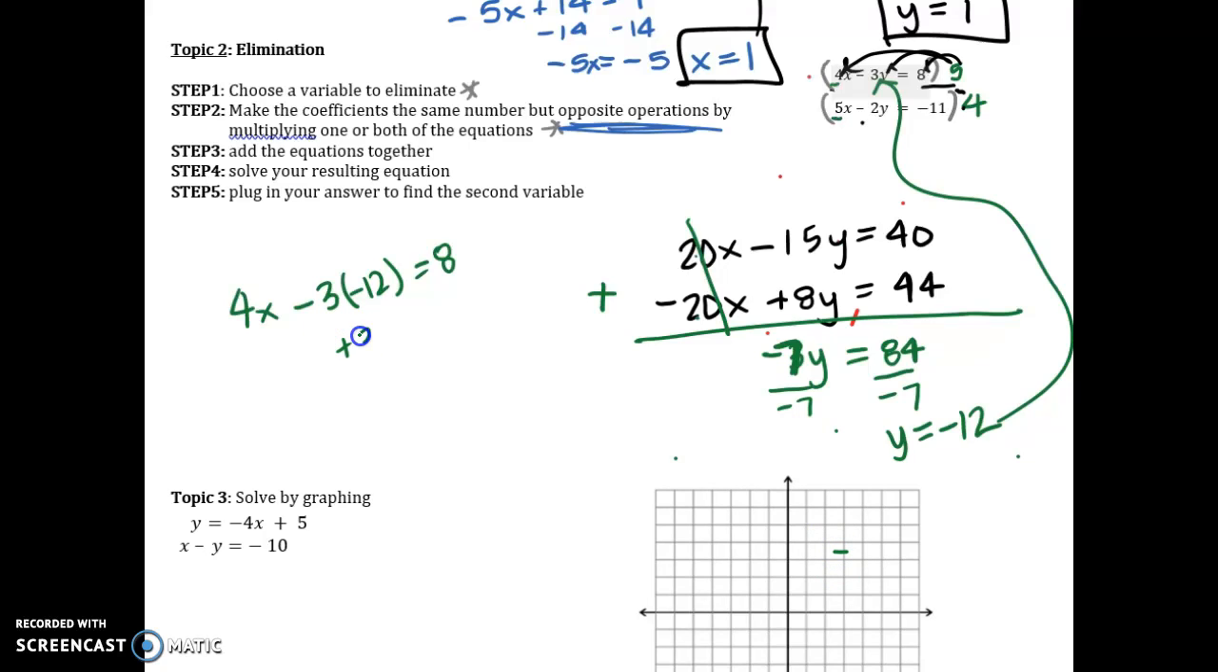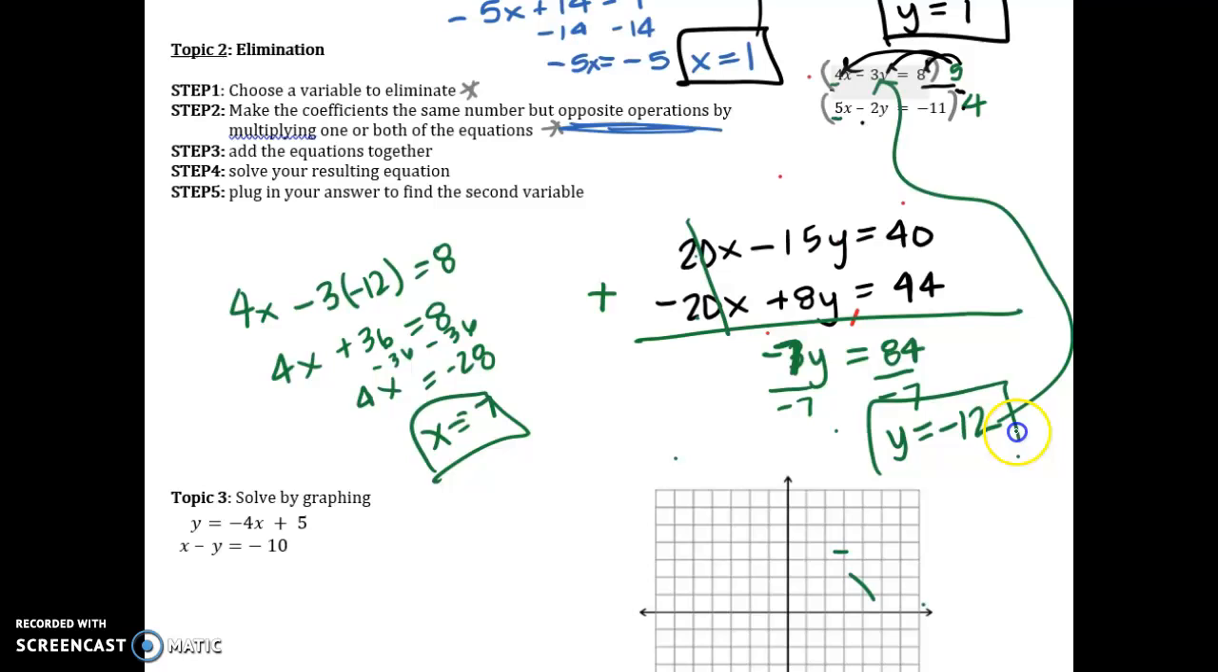So I have a +36 equals 8 and a 4x here. And then I have 8 minus 36, which is -28, because I subtract 36 from both sides. And I divide my answer by 4, and I get x equals -7. I have my x, I have my y, and then a lot of times I will write it as an ordered pair.